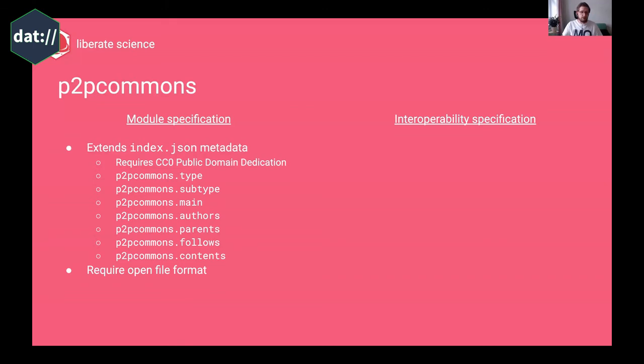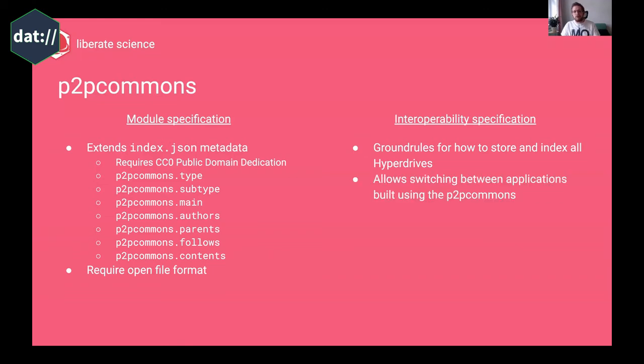Plus, we have an interoperability specification, which sets out some ground rules for how to store and index all the hyperdrives that live up to the p2pcommons specification, so the modules. And that way, it would allow switching between applications built using the peer-to-peer commons specifications and make it easy to interoperate between them. So you can actually create the space to compete for new innovative ways to consume, discover, produce information that goes into the peer-to-peer commons.